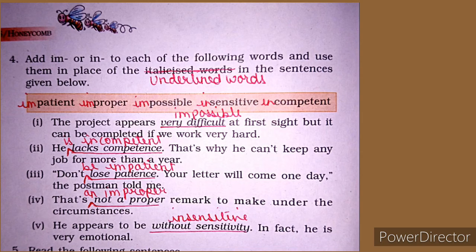Number 3, don't lose patience. Your letter will come one day. The postman told me. The underlined words are lose patience. And we will use impatient. And we will add something that is be. So the answer is, don't be impatient. Your letter will come one day.